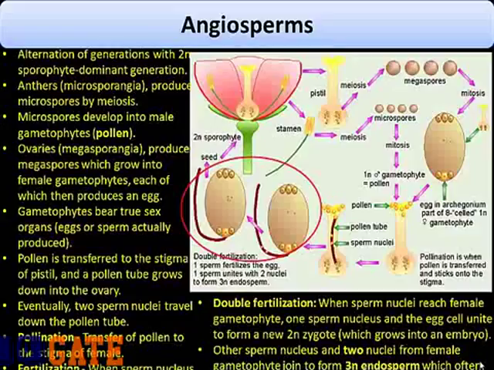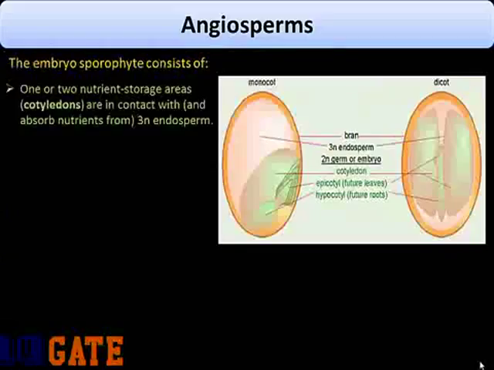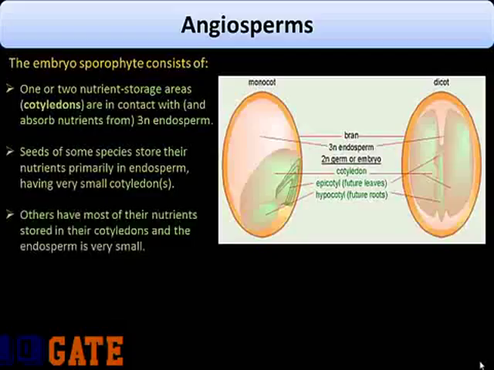Now we'll just briefly know about the embryo sporophyte. It consists of 1 or 2 nutrient storage areas which are called cotyledons, which are in contact with and absorb nutrients from the 3N endosperm. Seeds of some species store their nutrients primarily in the endosperm, having very small cotyledons, while others have most of their nutrients stored in their cotyledons and the endosperm is very small.